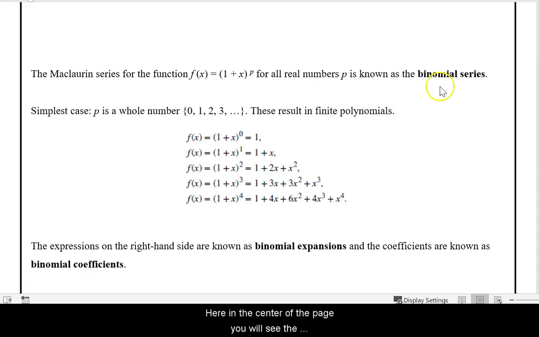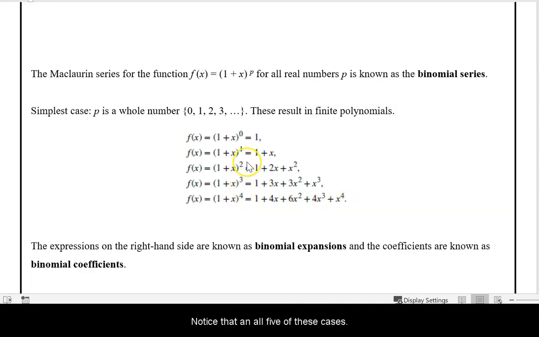Here in the center of the page, you will see the binomial expansion of the first four powers of 1 plus x. 1 plus x to the 0th is, of course, 1. 1 plus x to the first is, of course, 1 plus x. 1 plus x, that binomial being squared, will give you 1 plus 2x plus x squared. But you're probably used to seeing it more like x squared plus 2x plus 1. If you continue the expansion, you will get the multiplied out polynomial.